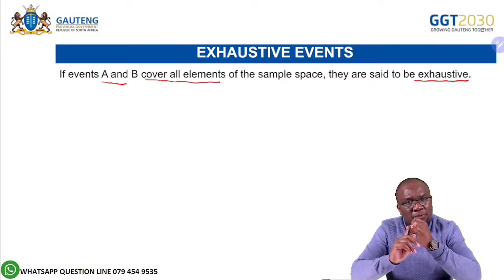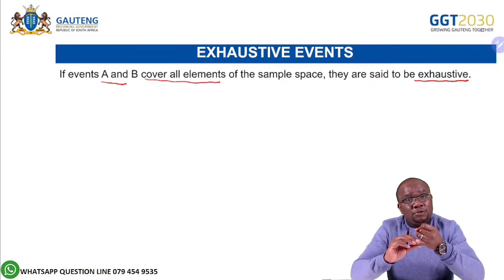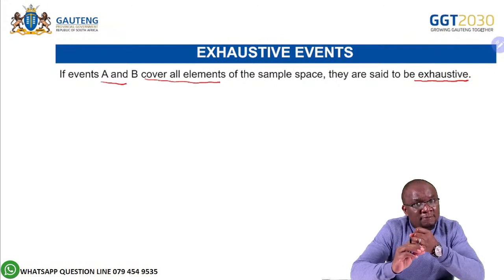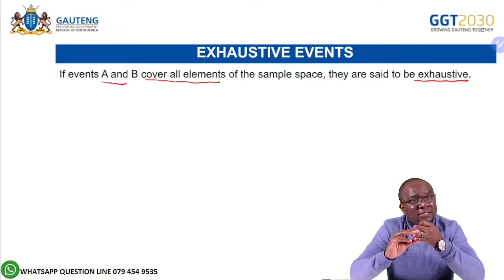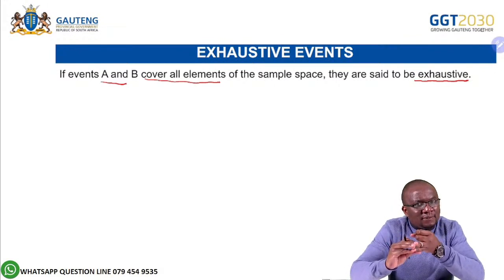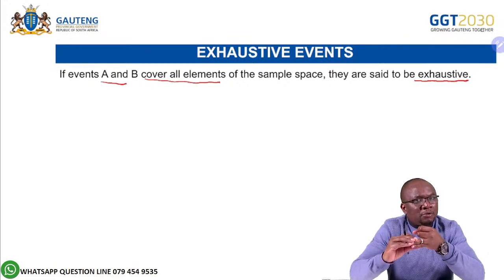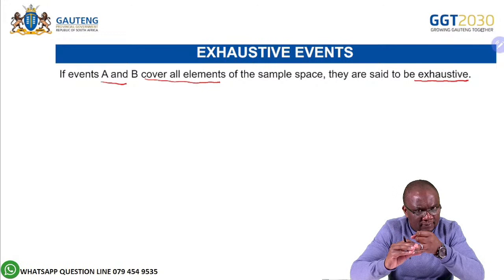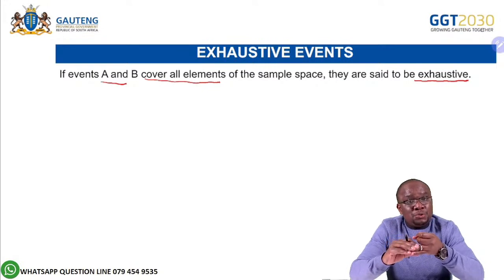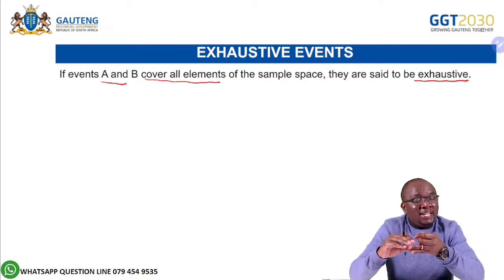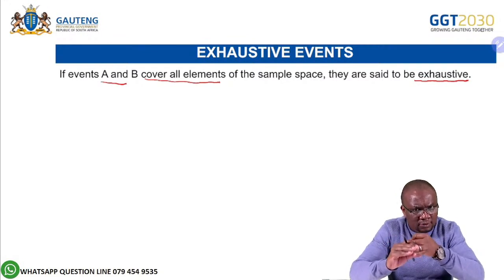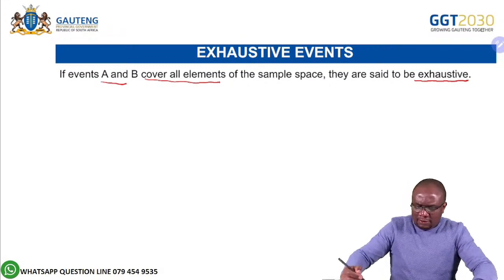Take note, we are going somewhere. We have talked about mutually exclusive events. Now we're talking about exhaustive events. And then we are going to be talking about complementary events. And for you to understand complementary events, you must understand exhaustive events and mutually exclusive events. That's good. Now let's continue.